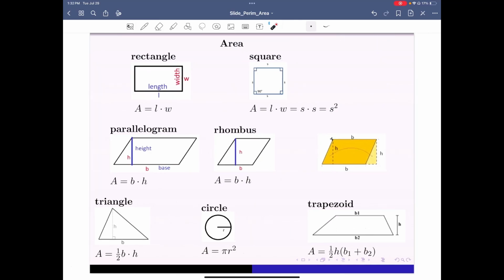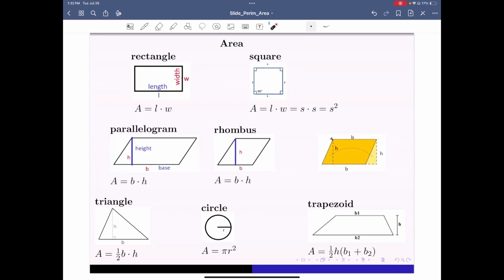So now we have a couple of formulas that we should know. Area of a rectangle is length times width. Area of a square could also be length times width, but because length is the same size as width, we can write side times side or side squared. For a parallelogram and for a rhombus, area would be base times the height.